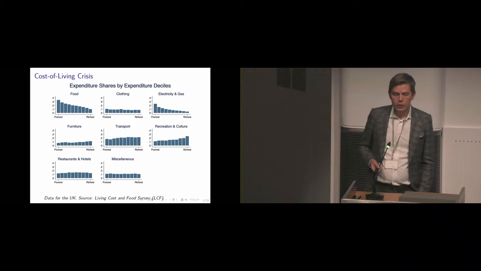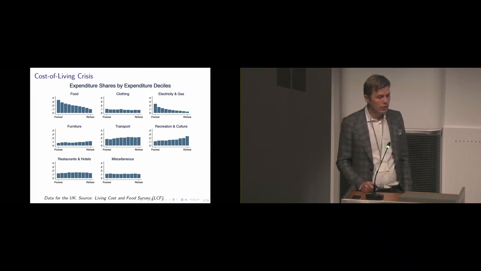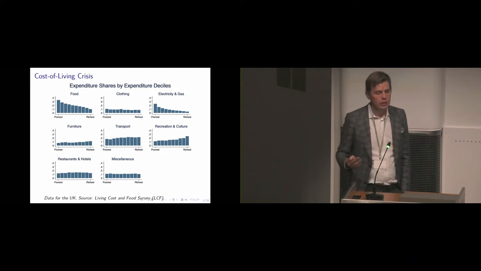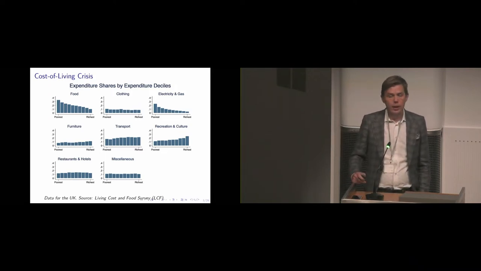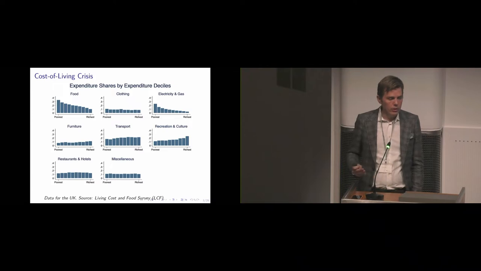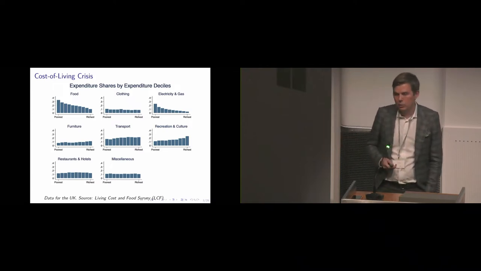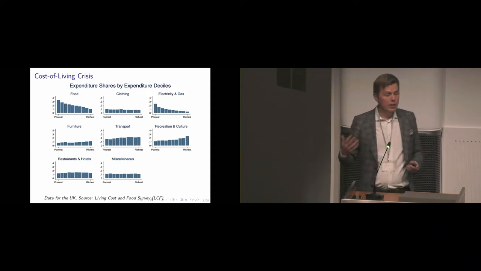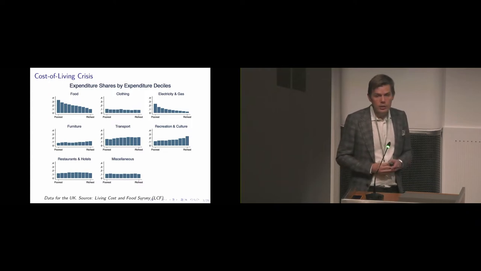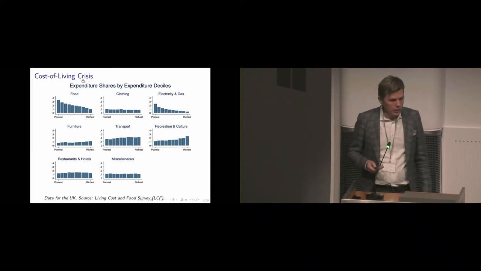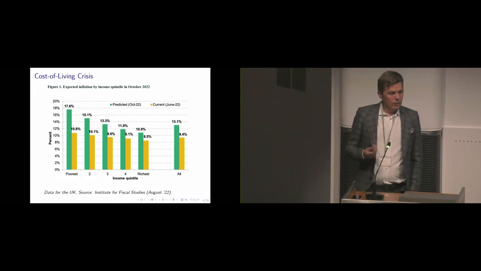So here I'm showing you expenditures on different consumption categories by total expenditure decile. You can see that the poorest spend relatively more on food, on electricity and gas and so on. On the other hand, there are other categories like restaurants and culture on which the rich spend relatively more. But if we see this large increase in inflation in these necessity goods, then obviously that's going to have a strong distributional impact, and this is basically what the newspapers are full of these days. All right, so we see that quite clearly here.